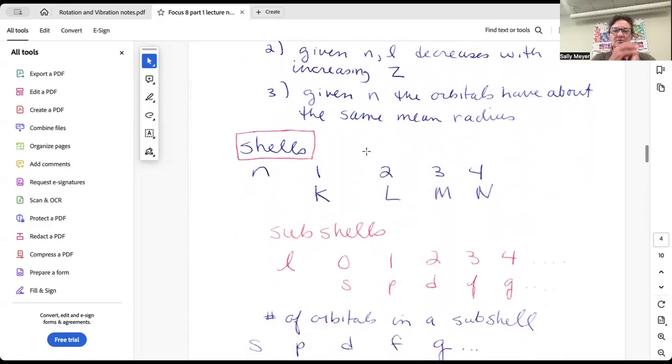So some things you remember from Gen Chem 1, I hope, or from refreshing yourself, is that we have shells. Shells are sets of electrons that are all in the same N level, so have the same N quantum number. Now we're going to give those letters. So N equals 1 is called the K shell, N equals 2, the L, 3, the M, for the N.